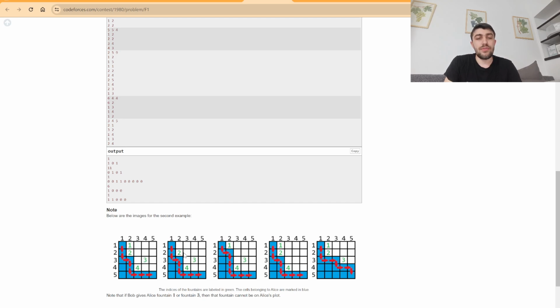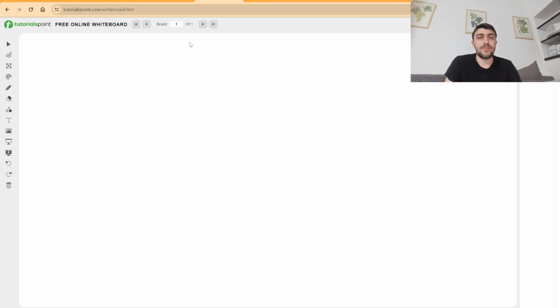Or if there are at least two on the same line, we will need to check whichever is the smaller one between the previous answer and whichever is the other fountain on the same line, like the second leftmost fountain. So here, let me show you this with some examples.